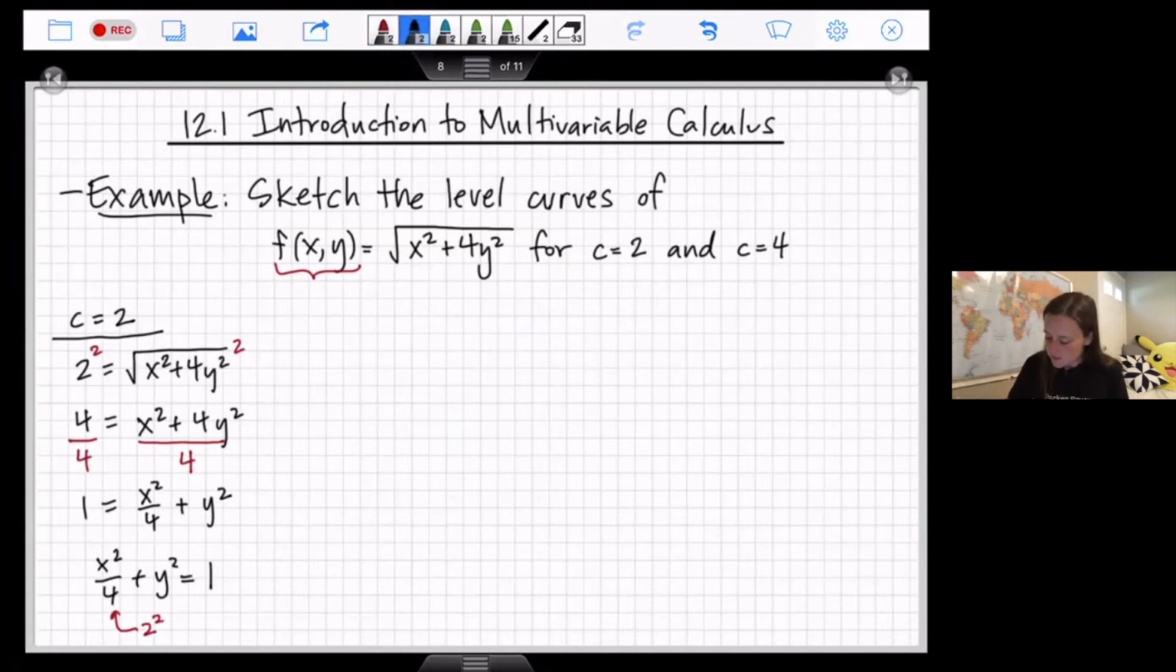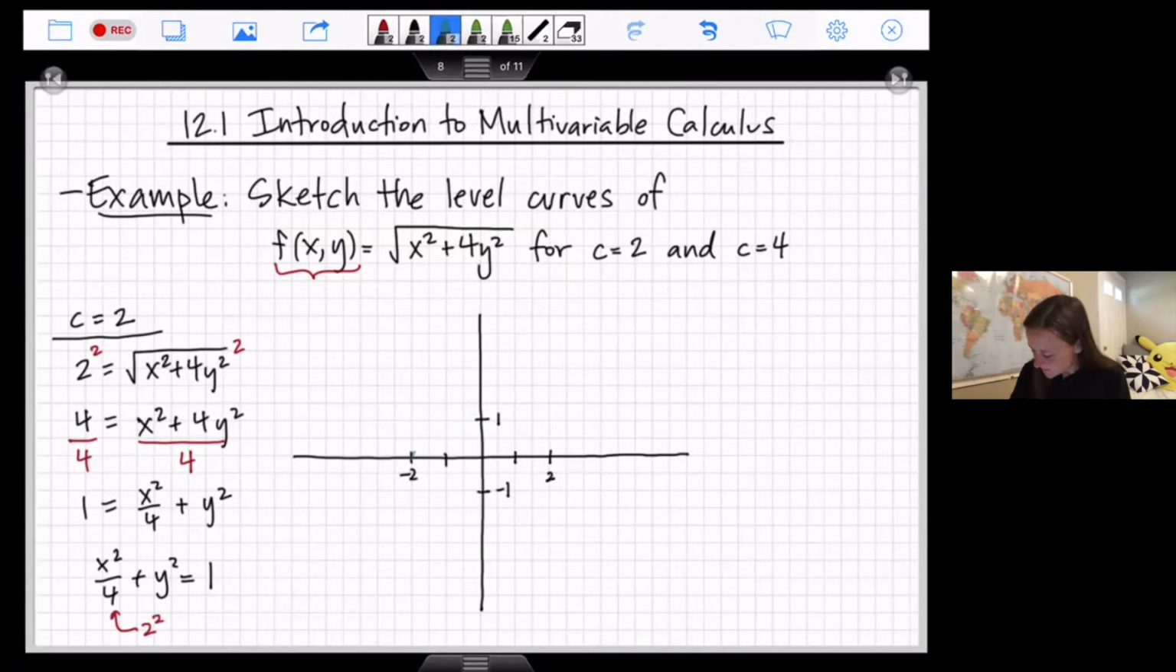So I'm going to draw myself an ellipse here. I'm going to go 2 in the x direction and 1 in the y direction, and just fill in an ellipse here. I am not exactly an artist, so I'm not going to expect you to be. So that's elliptical enough for me.